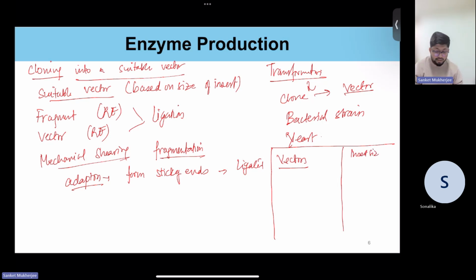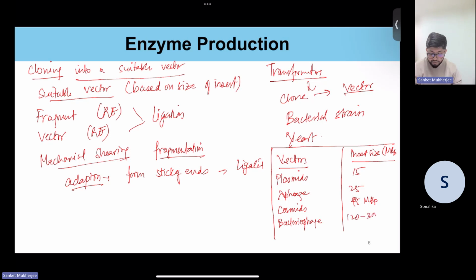So I'm writing the insert size in megabase pairs. Let's say plasmids are good for, let's say, 15 megabase pairs, lambda phage for 25 megabase pairs, cosmids around 45 megabase pairs. Cosmids are basically a combination of plasmid and phage. Then we have bacteriophage, 120 to 300 megabase pairs.